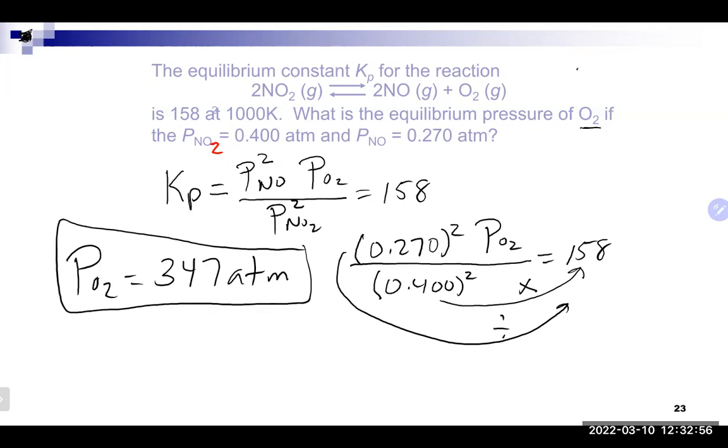Those are sort of the standard units for equilibrium: molarity when you talk about concentrations, and atmospheres when you're talking about pressures. Other questions?